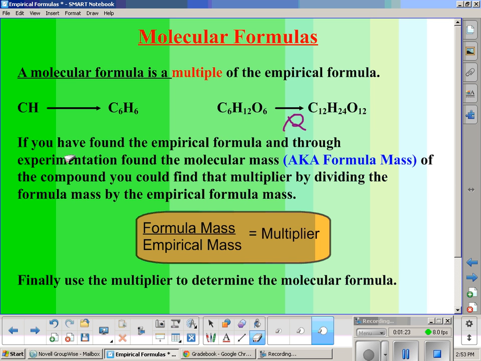So if you found the empirical formula and then through experimentation found the molecular mass, also called formula mass, of the compound, you could find that multiplier by dividing the formula mass by the empirical formula mass. That's an awful lot of words for this formula right here in this tan box. This is what you really are going to need to solve with these. Finally, you're going to use that multiplier to determine the molecular formula. And I've got an example here. I'm going to show you how that works.